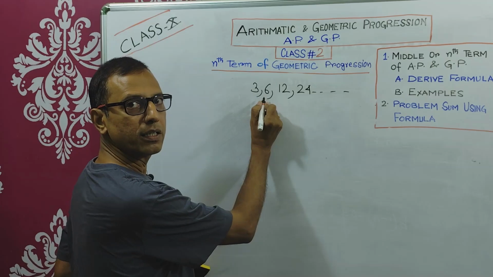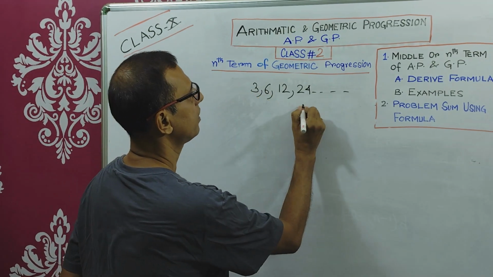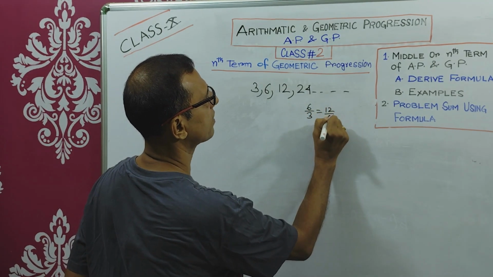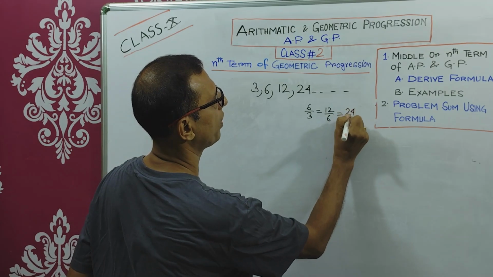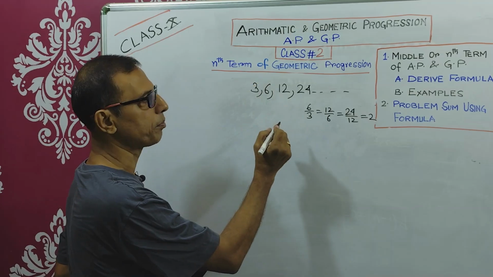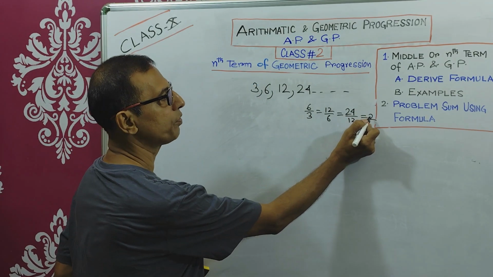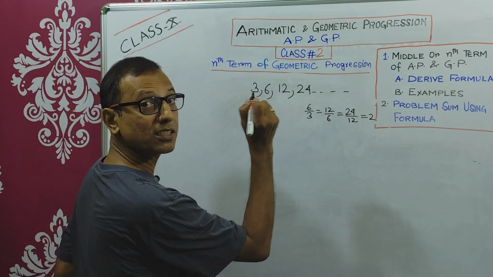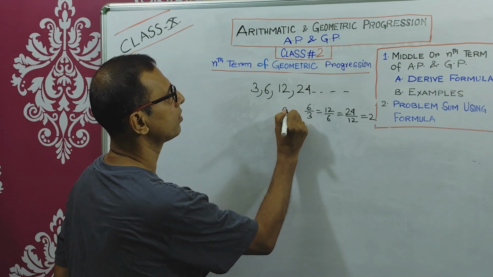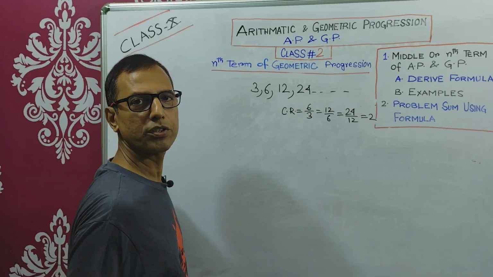But if you take the ratio of successor and predecessor, that is 6 by 3 equals 12 by 6 equals 24 by 12 equals 2. That means the ratio of every two consecutive terms, or the ratio of successor and predecessor, is equal, and the value is 2. So this is called a GP, geometric progression, and this ratio is called the common ratio. This is CR, common ratio.